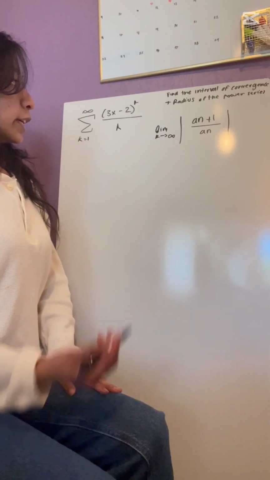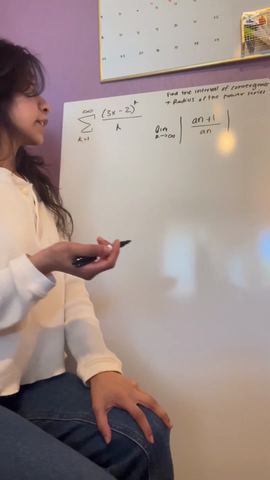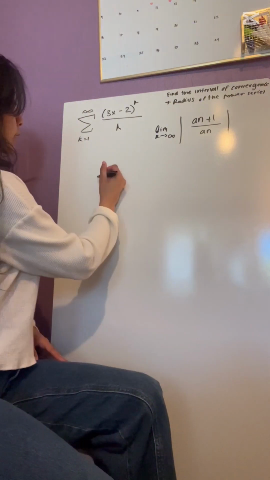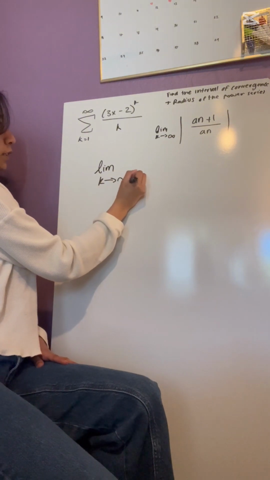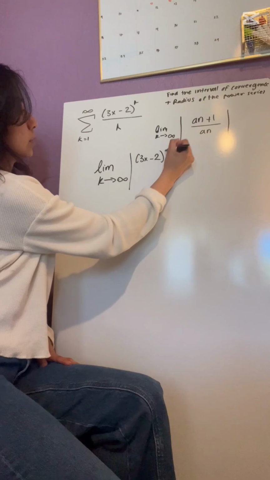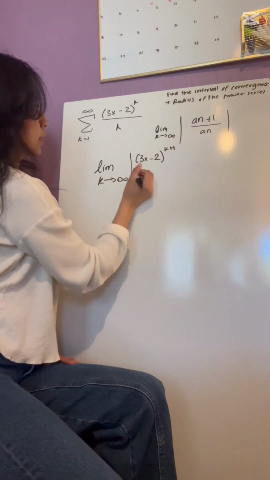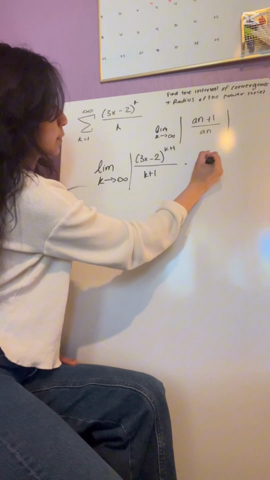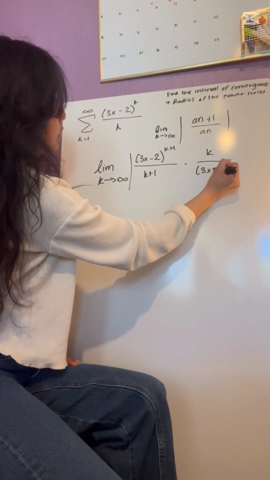And I won't be writing divided by a_n. I will actually be writing this multiplying by its reciprocal. So it'll look a little like this. Limit as k is approaching infinity, absolute value of 3x minus 2, k plus 1, because it says over here a_n plus 1, k plus 1 times the reciprocal, which is k, and 3x minus 2.